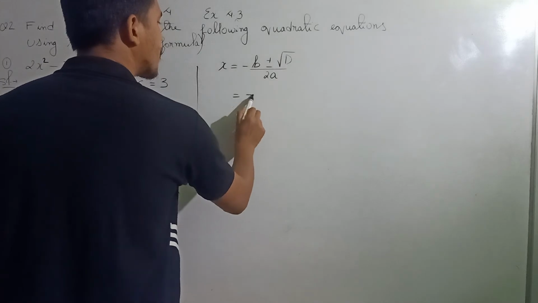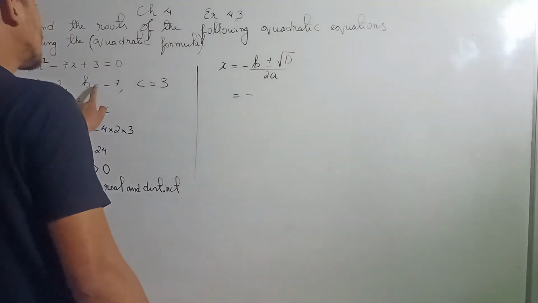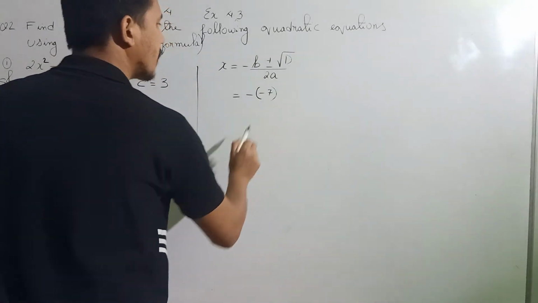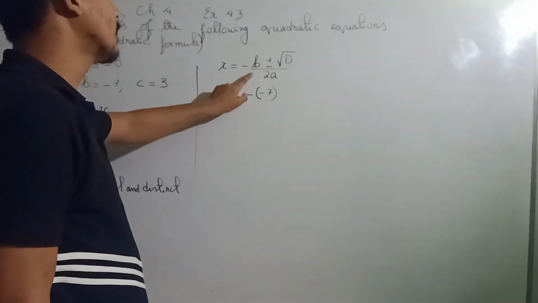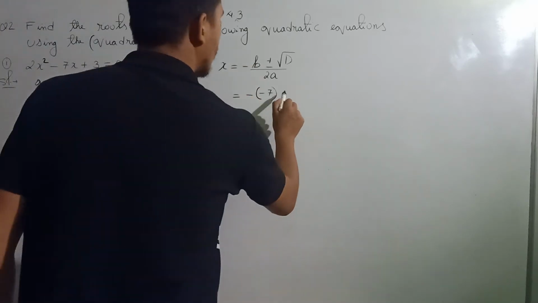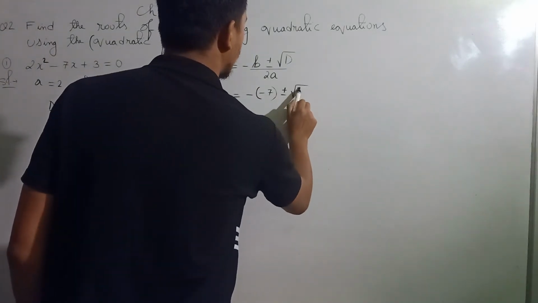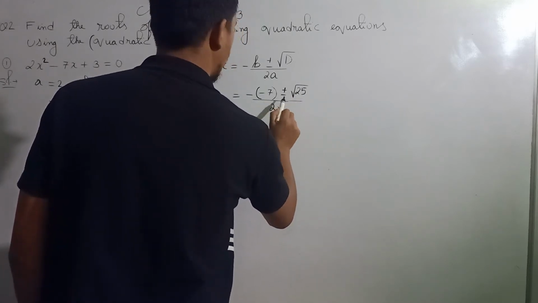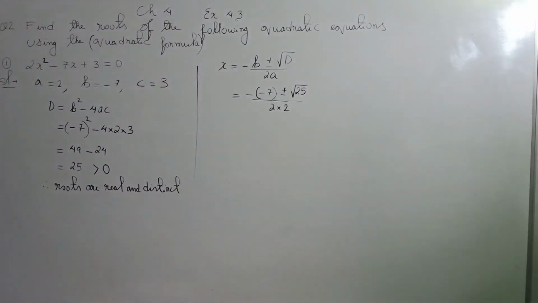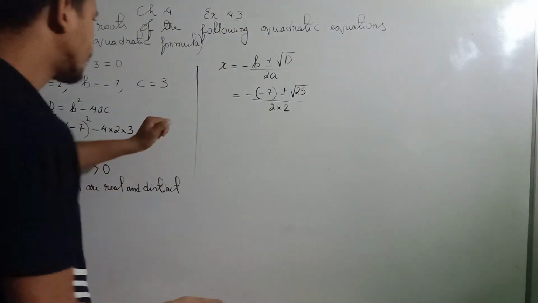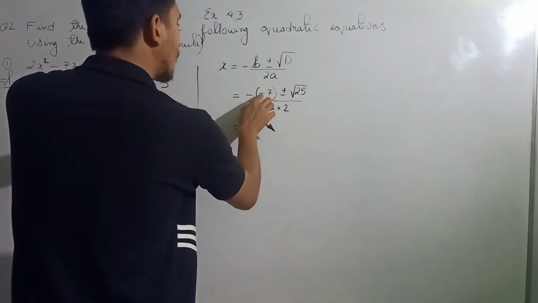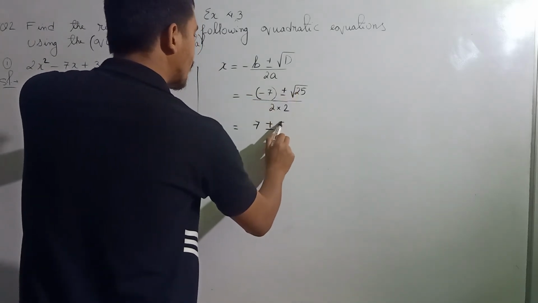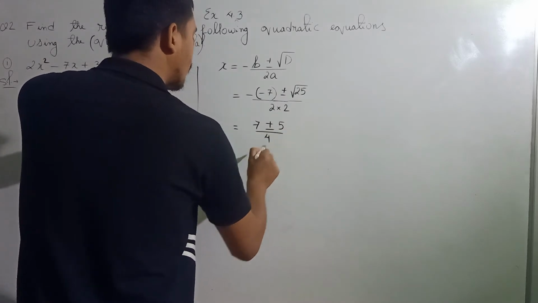From the formula, b is minus 7, so I have to introduce a bracket: minus (minus 7), plus minus square root of d, which is 25, upon twice a, 2 into a, which is 2, so 2 into 2 is 4. Minus minus plus, so 7 plus minus square root of 25, which is 5, upon 4.